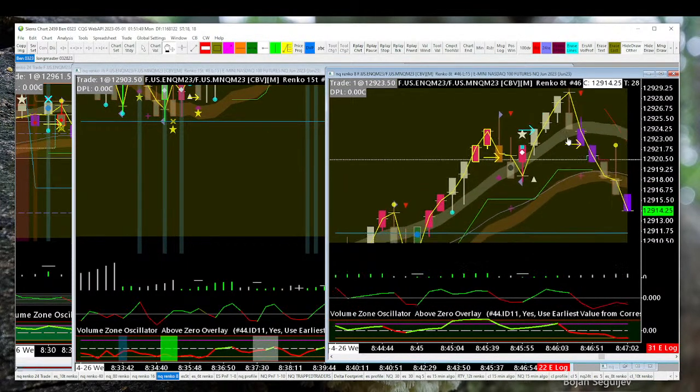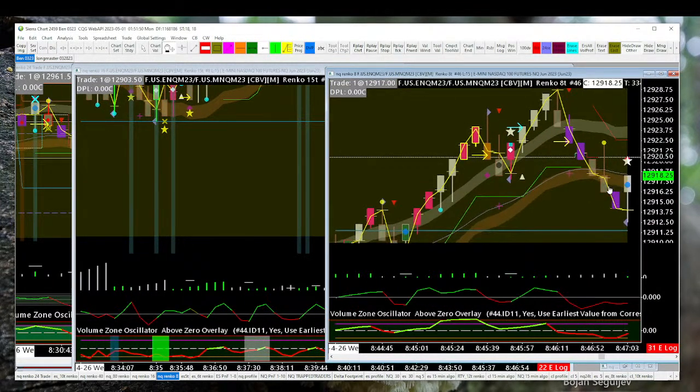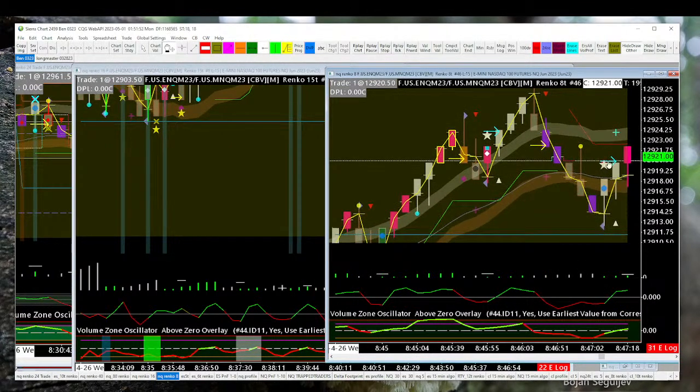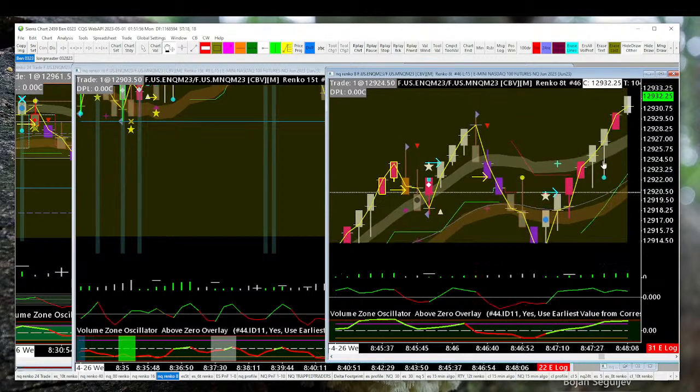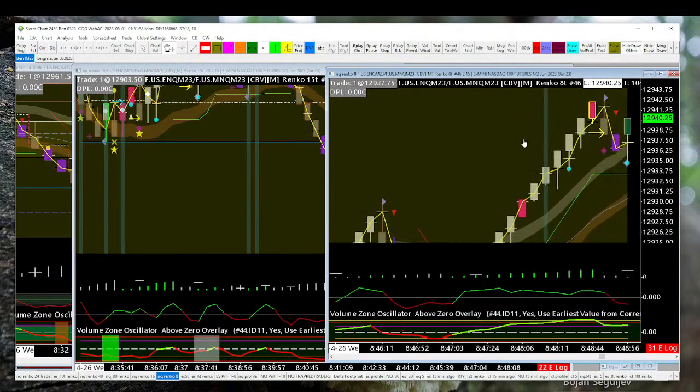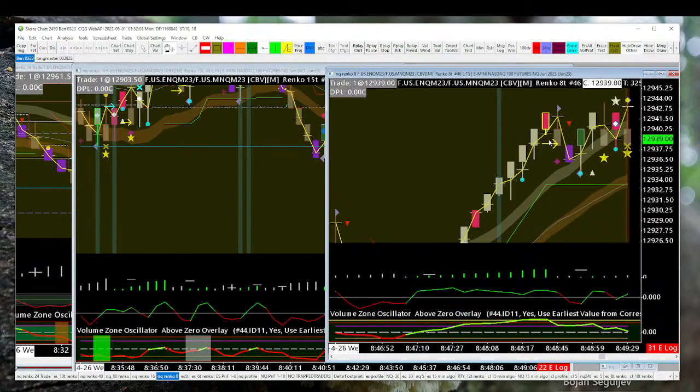Yellow. We need a blue dot. No triangle, nothing to do. Blue. Pull back blue dot. That blue dot's too high. No triangle. It doesn't set up that way. Yellow. Yellow. Triangle down. There we go.